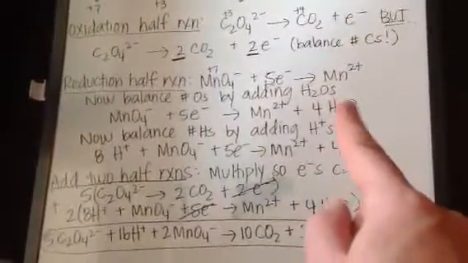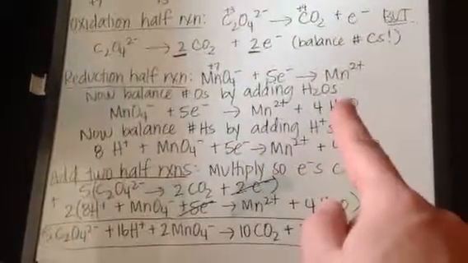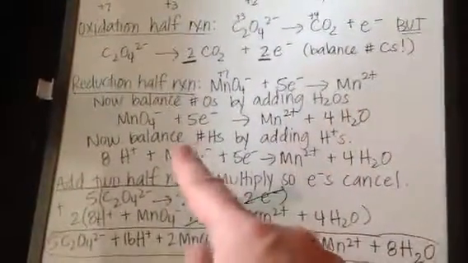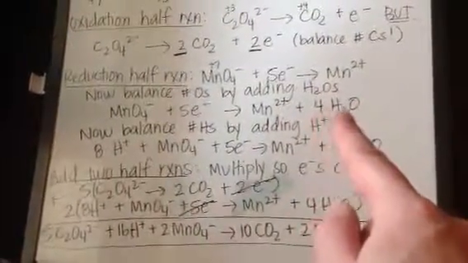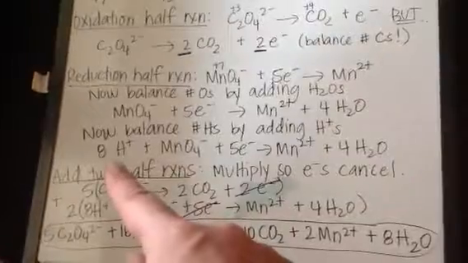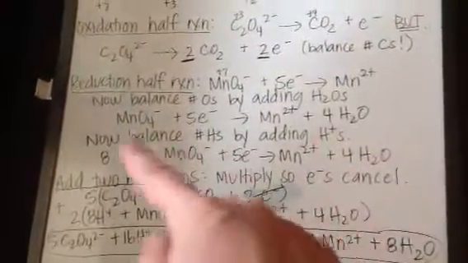But now there are no hydrogens on the reactant side. Where do those hydrogens come from? This is acidic, so that means that H+ is what I'm adding. I need 8, right? 4 times 2 is 8. So 8 H+ added to the reactant side. So now there's my balanced reduction half reaction.